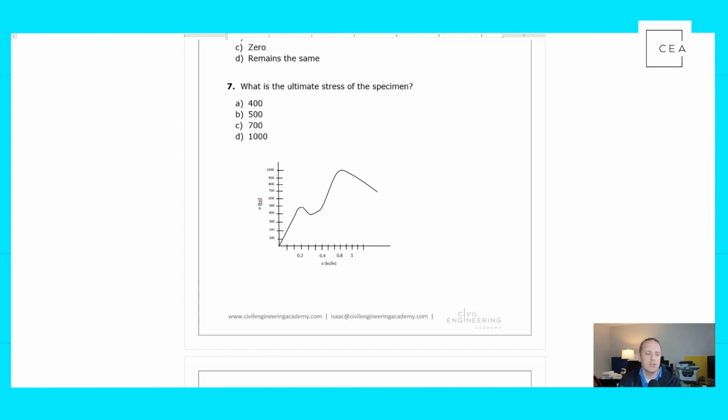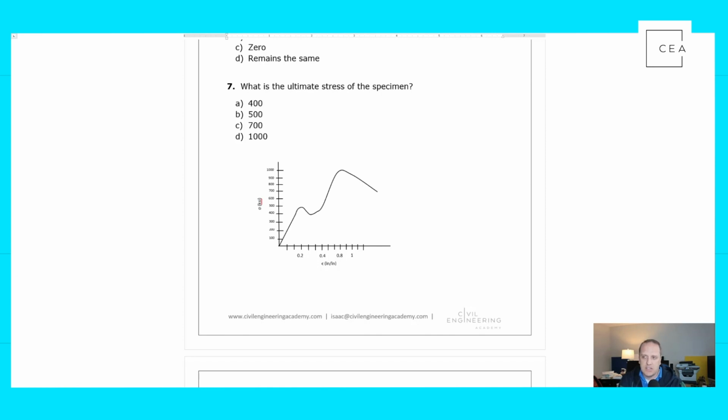including like where your yield point is, where a fracture point is, etc. So you have to become very familiar on the exam dealing with stress and strain curves, because they could ask a lot of different things related to those. So in this example, we've got a stress and strain curve. Stress is on the vertical, strain is on the horizontal, and it's looking like two mountains, I guess. I don't know. But you basically have a nice curve that goes up and then it rolls down. So the answers here are 400, 500, 700, and 1,000.